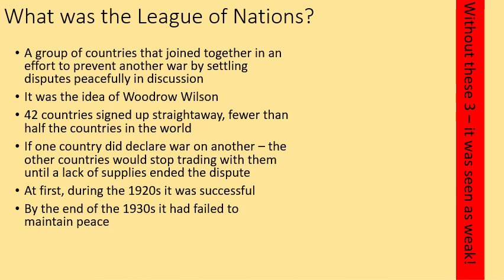So we're going to move on now to talk about the League of Nations, and what it was. The League of Nations was part of the Treaty of Versailles. It was one of the things that came about from the Treaty of Versailles being signed. It was essentially a group of countries that joined together in an effort to prevent another war. And they decided that the way they would do that is they would use this League of Nations to settle disputes peacefully in discussion.